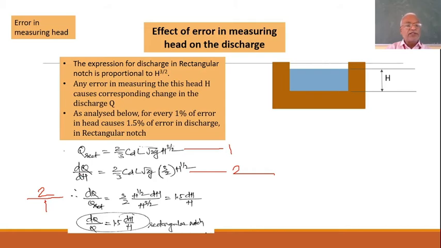So dq remains as it is, dh goes on the other side, this q comes below. Then this 2 by 3, 2 by 3 gets cancelled, this 3 by 2 remains as it is, 3 by 2, h raised to half, the dh. Now this h raised to 3 by 2 is below, so because of that this is 1.5 dh by h, because h raised to half, h raised to 1 and a half. So here ultimately what we get is dq by q is equal to 1.5 times dh by h.